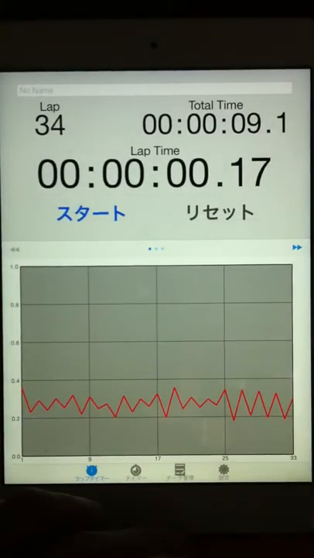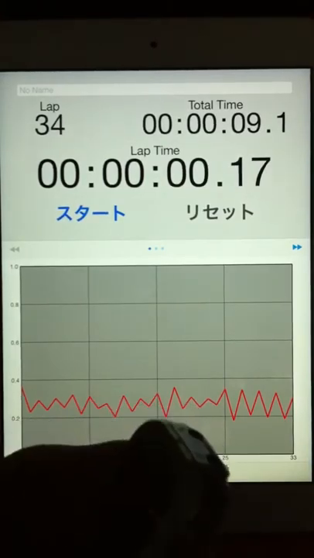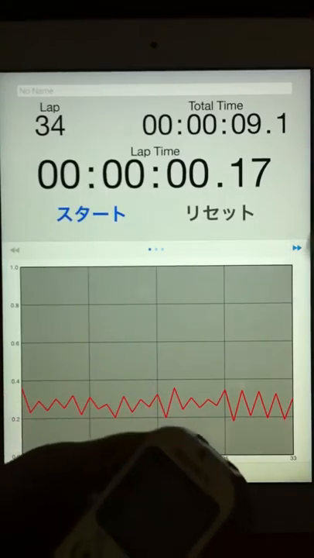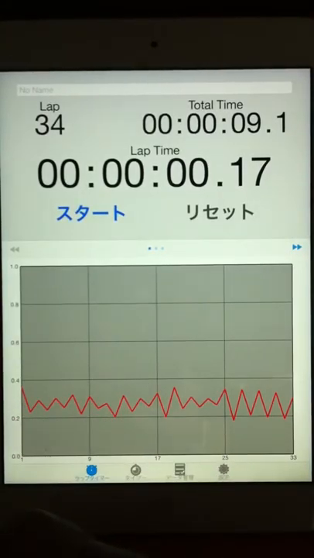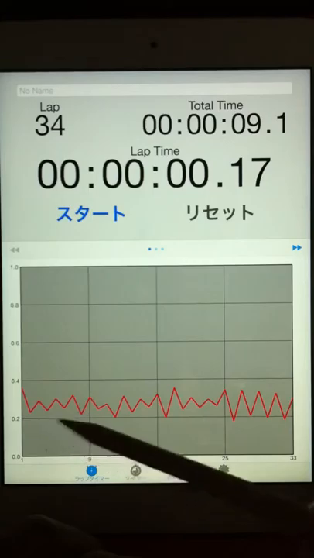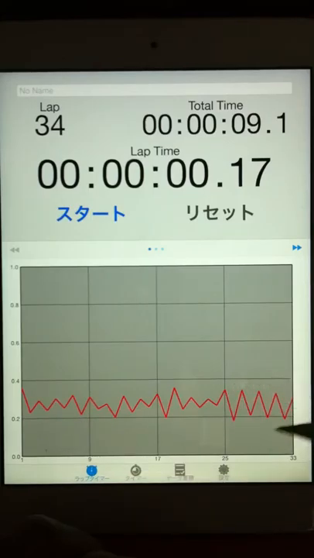9-1 divided by 3-4 multiply 2 equal 5-4.54 seconds for 1 beat. Let's see. It's very normal bounce.